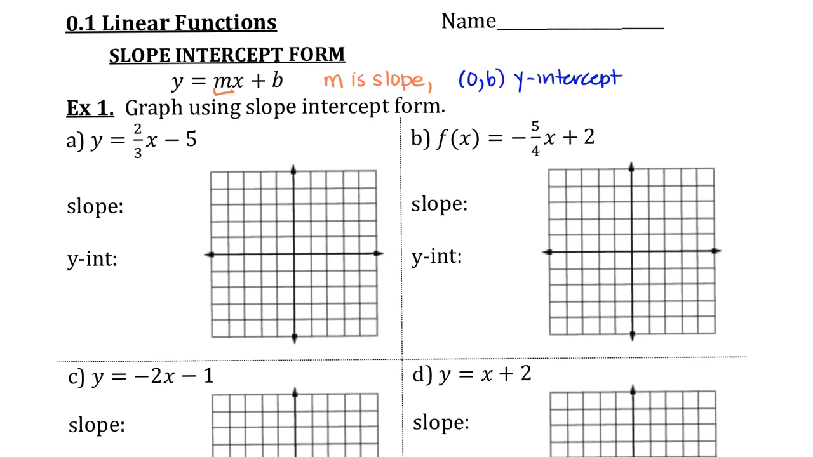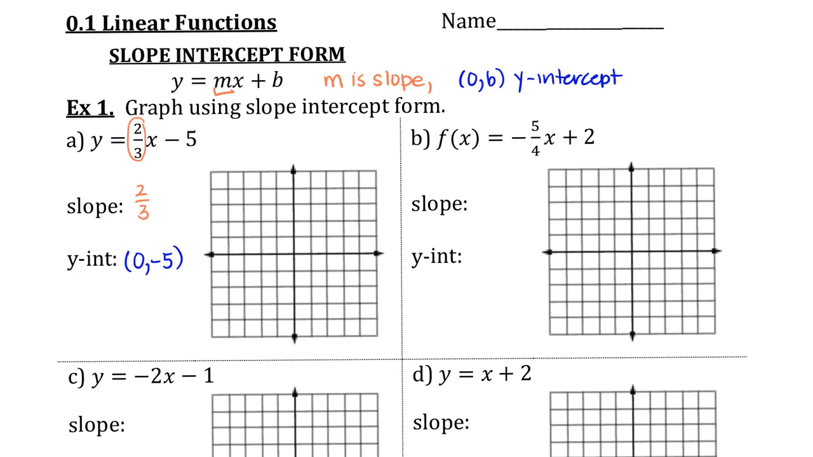So for example 1, let's look at this first equation. It's y equals 2/3 x minus 5. The m is the slope. The slope is always with the x, so the 2/3 is the slope. The y-intercept is the minus 5. As an ordered pair, I write (0, negative 5). The y-intercept tells me where to start. The slope tells me which direction to move.